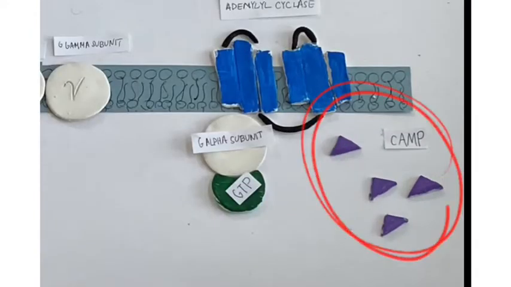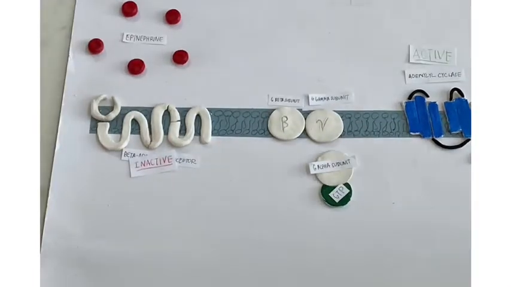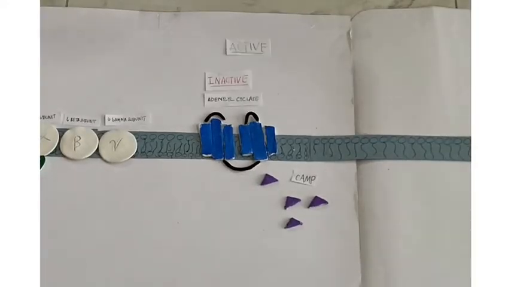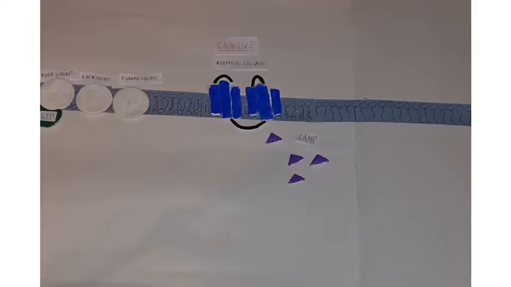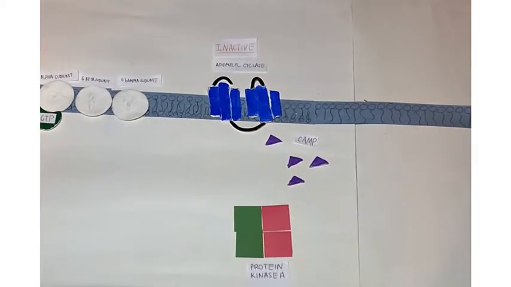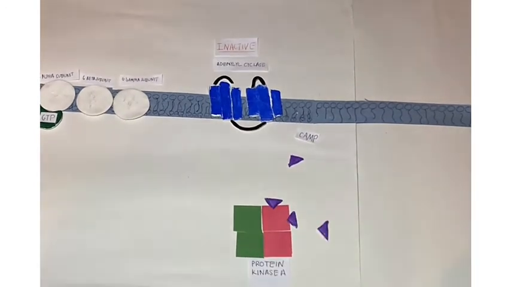cAMP is often referred to as a second messenger as it carries on the message of the first messenger, epinephrine. Next, the G protein disables itself, and the subunits recollect. Adenylyl cyclase becomes inactive and can no longer convert ATP to cAMP. Then, the cAMP molecules continue this chain reaction by binding to protein kinase A. This binding reaction stimulates the enzyme to divide into two catalytic subunits.